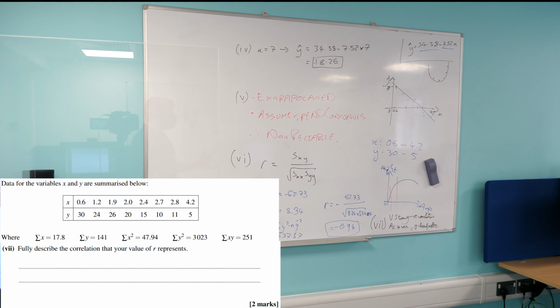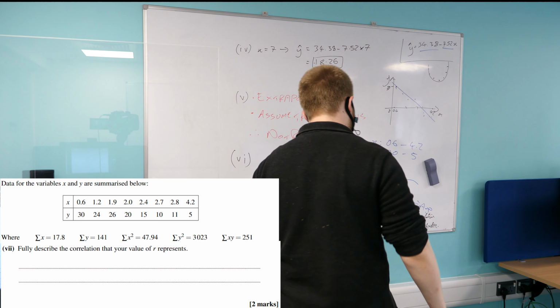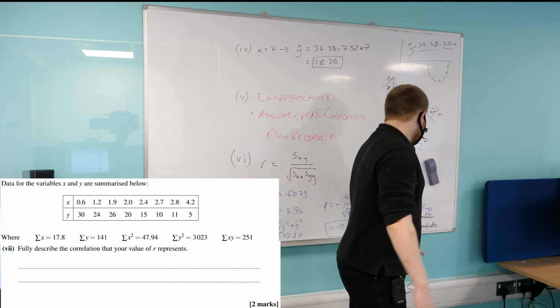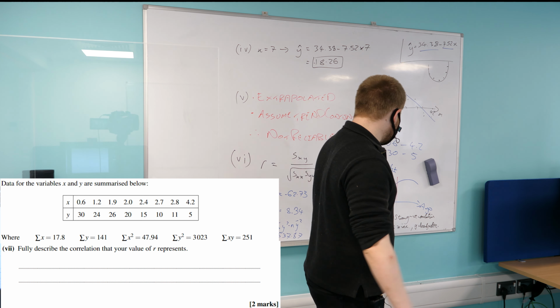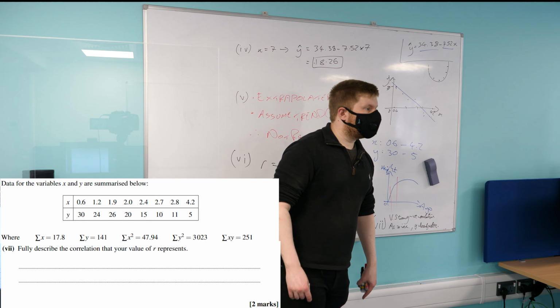So first things first, tell me what it means. Is it strong? Is it weak? Is it very strong? And also tell me whether it's positive, negative, or 0 correlation. Second thing I want you to expand on is what that actually means in the context of the question. What's the trend actually doing? If it's positive correlation, as one variable increases, the other variable increases. If it's negative correlation, as one variable increases, the other variable decreases. And I'll expand on that to say it's closely decreasing because it's very strong correlation. Those are the 2 things I'm looking for to get the 2 marks.